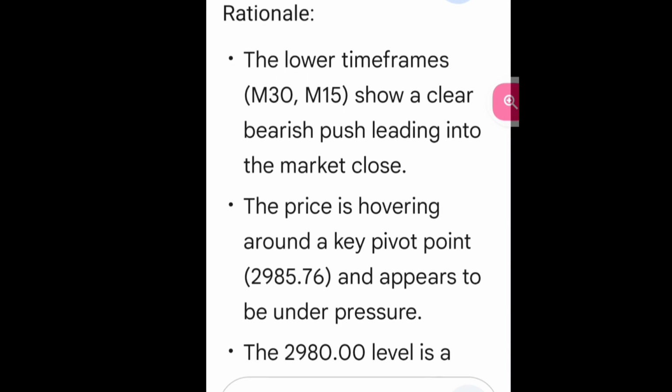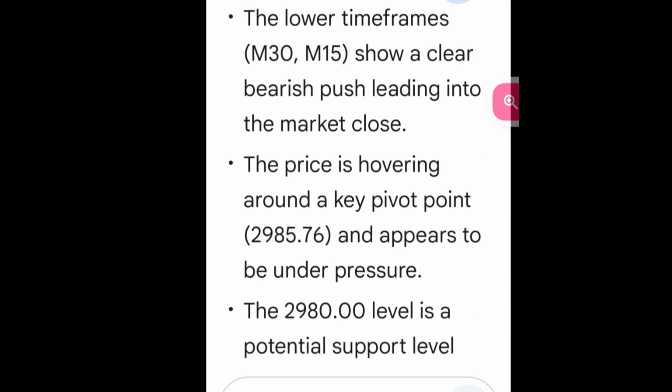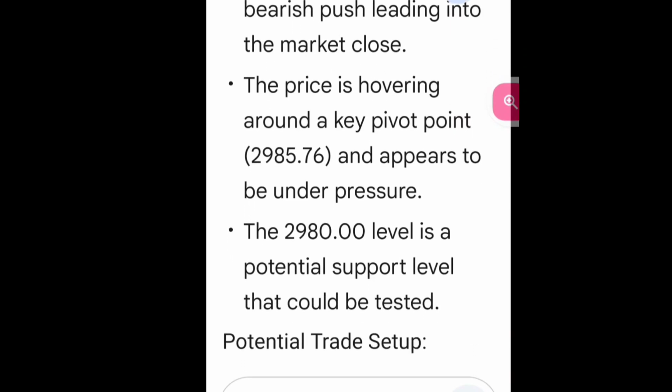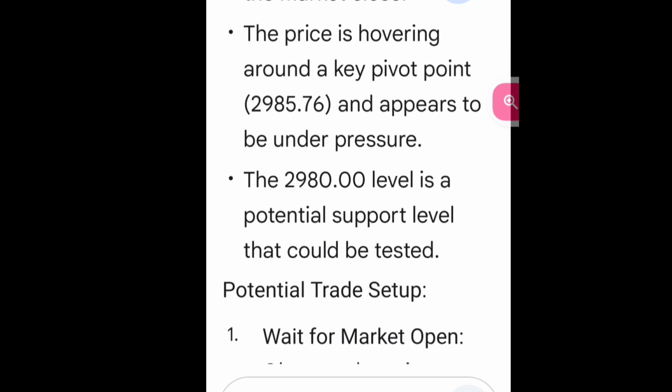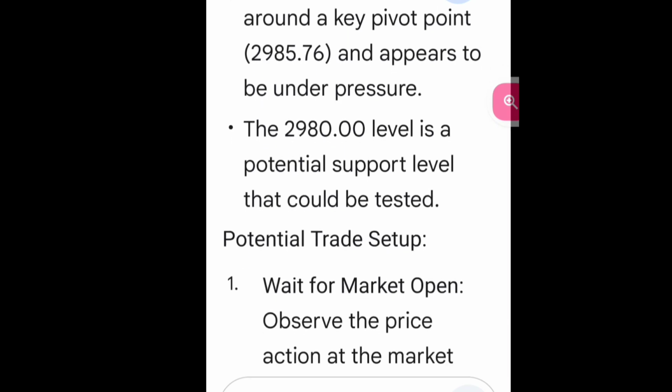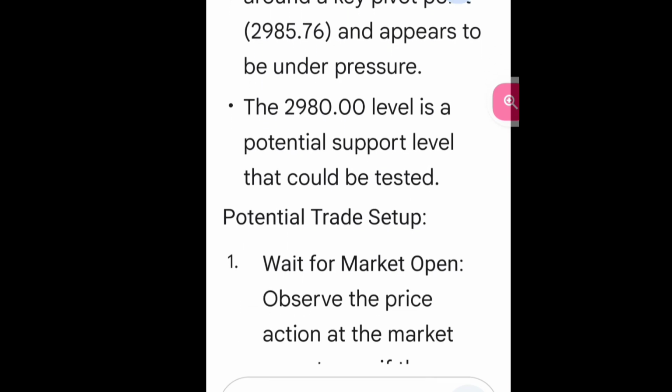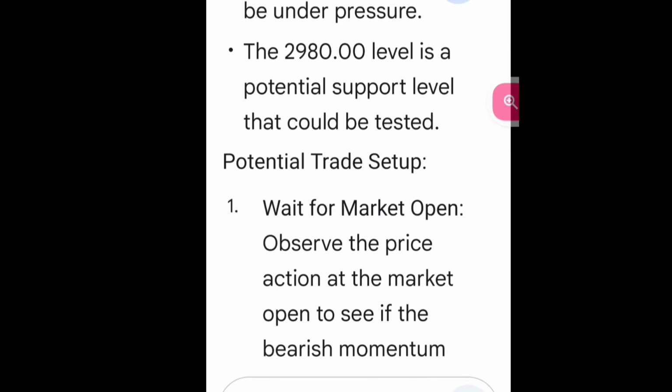Rationale: the lower time frames, M30 and M15, show a clear bearish push leading into the market close. The price is hovering around a key pivot point, 2,985.76, and appears to be under pressure. The 2,980.00 level is a potential support level that could be tested.